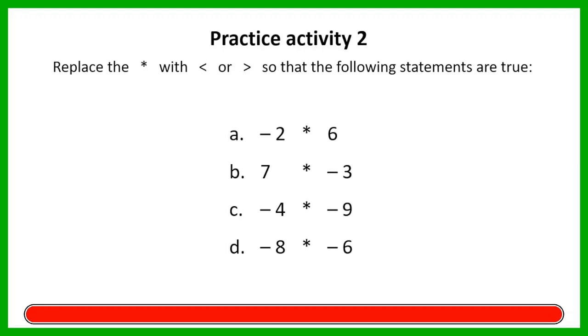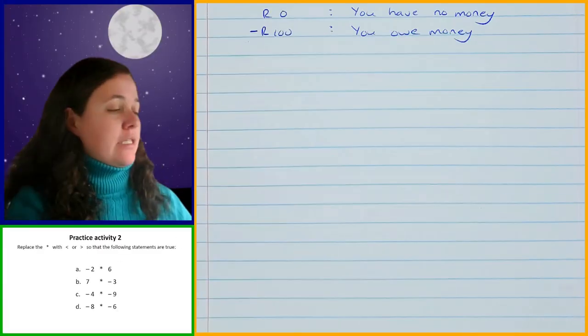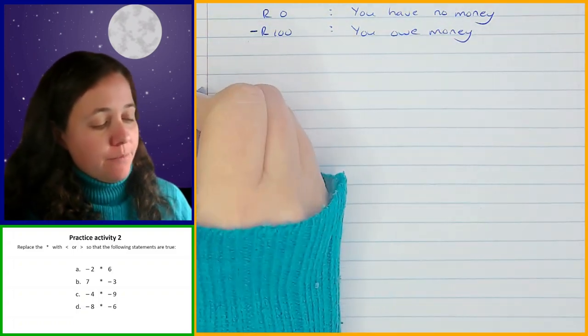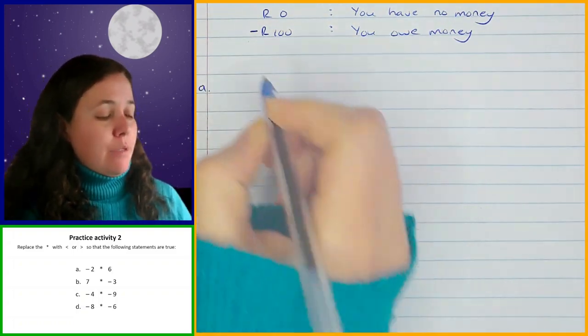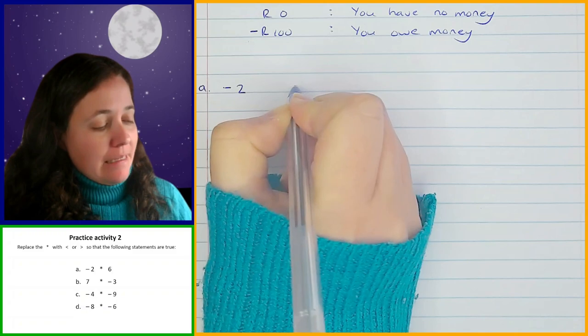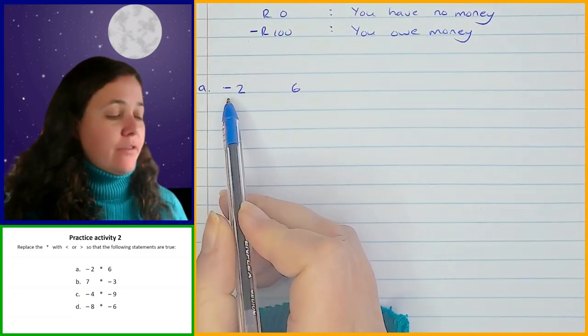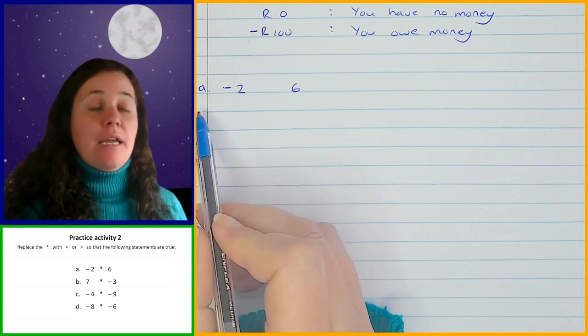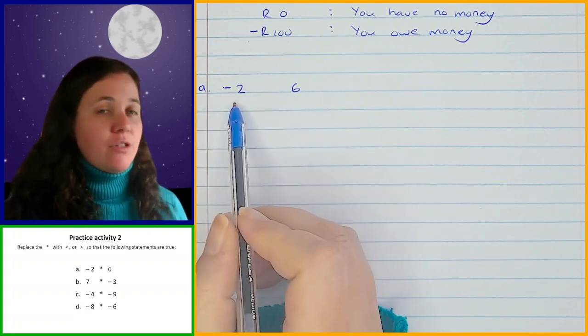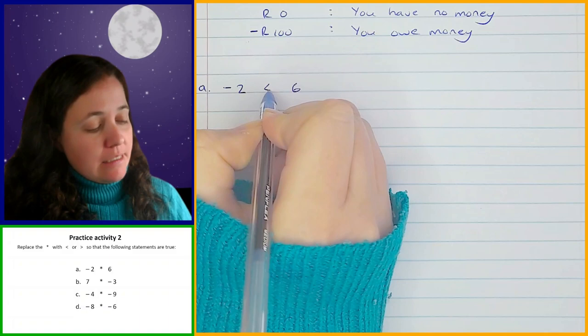Okay, you should be done with that by now, so let's go through those examples. For question A, you've got the numbers negative 2 and 6. Now if you look on the number line at negative 2, you'll see that it is further to the left than 6, which means that negative 2 is less than 6.